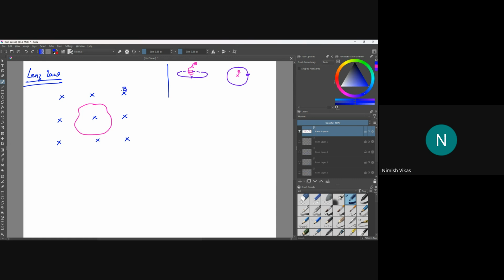So there is a magnetic field outside which is increasing. So the flux through the loop, the flux into the loop, is increasing. According to Lenz's law, the induced current in this loop will be induced in such a way that it opposes the change in flux. So what is the change in flux? Let's see how flux is changing. It is increasing into the loop.